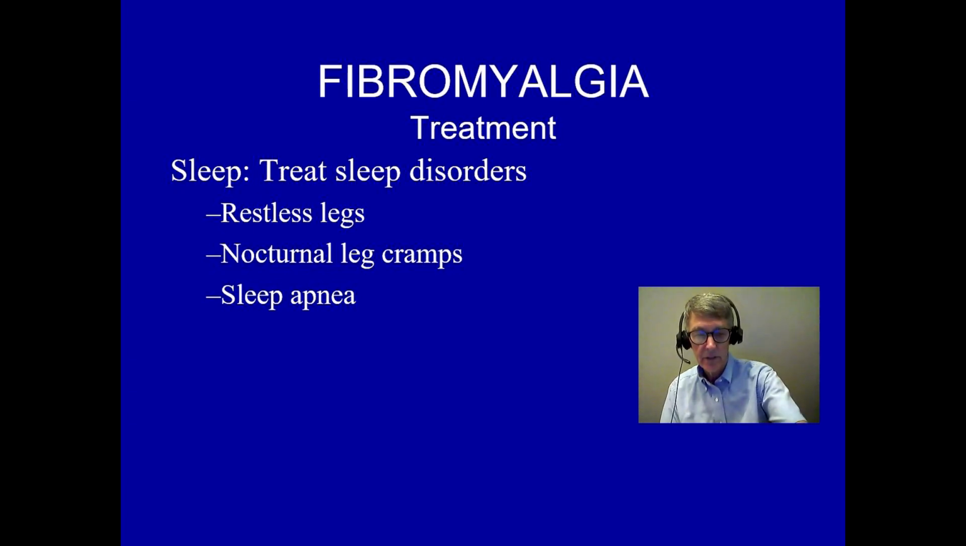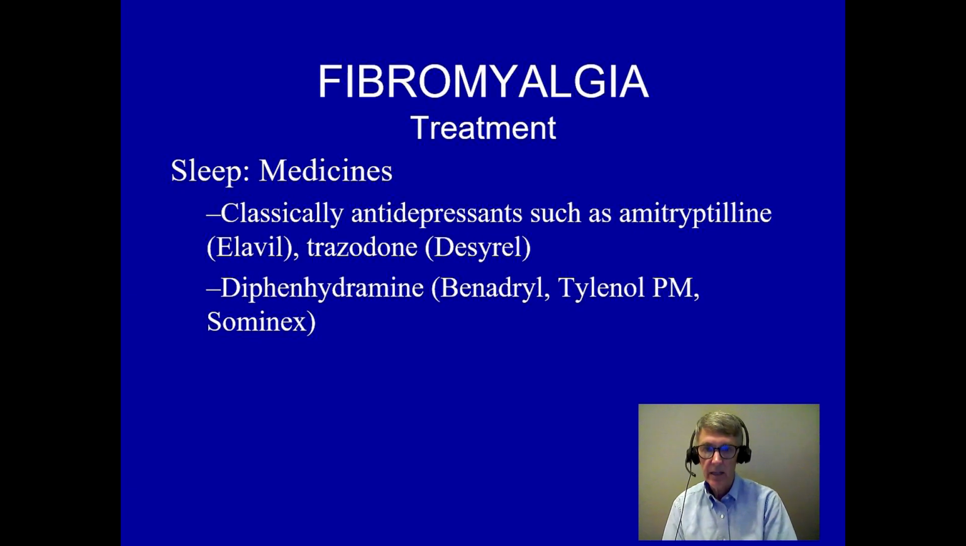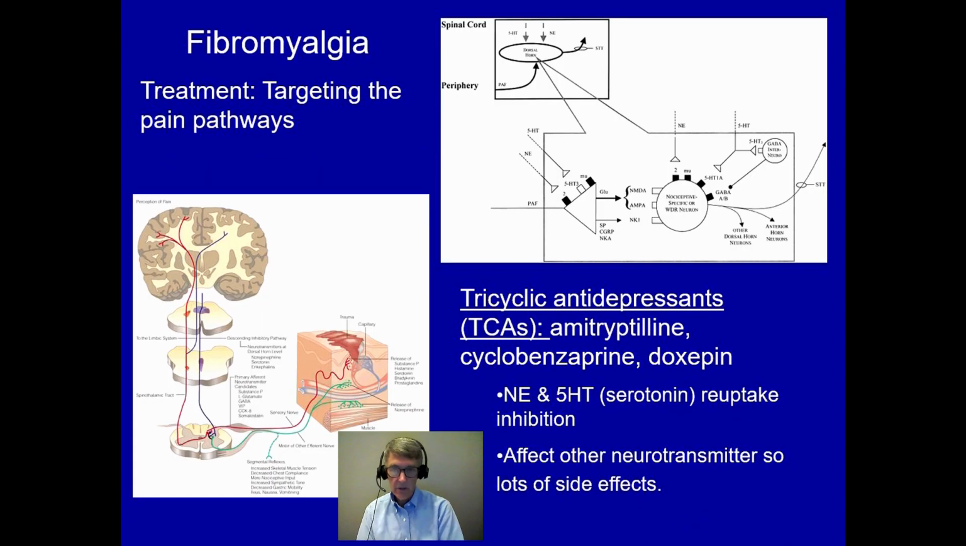Now, the medicines that we use, classically, we used antidepressants such as amitriptyline, etc. Those can be used also to help sleep. Trazodone is used to help sleep, and things like diphenhydramine, Benadryl, etc. can be helpful for sleep. Currently, anxiolytics are not recommended. Now, in order to treat this, we are targeting the pain pathways, and we're going to talk a little bit about how the different medicines can affect the pain pathways.